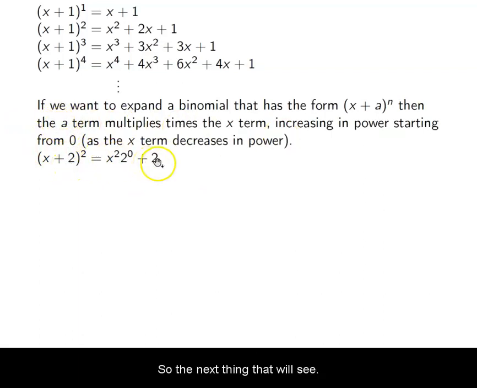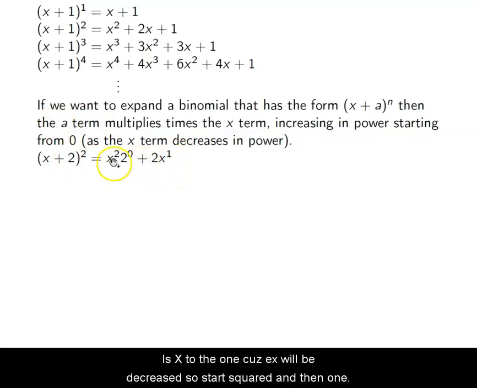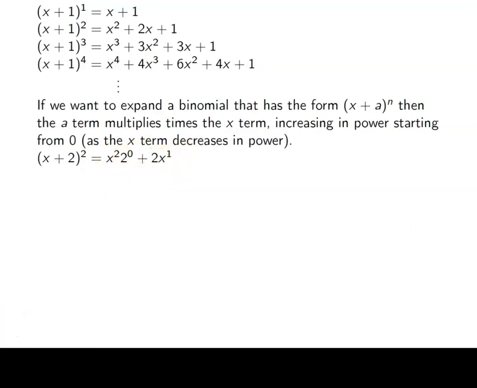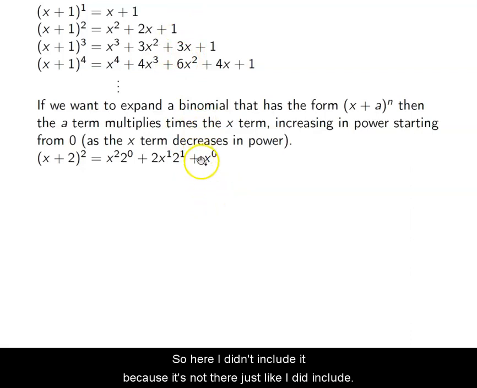Okay, so 2. So the next thing that we'll see is x to the 1, because x will decrease, so it starts squared and then 1. Okay, and now our 2 is going to go from a 0 power to a 1 power, because the 2's will start to increase in power as x's go down in power. The next coefficient is 1. Okay, so here I didn't include it because it's not there, just like I didn't include it here.